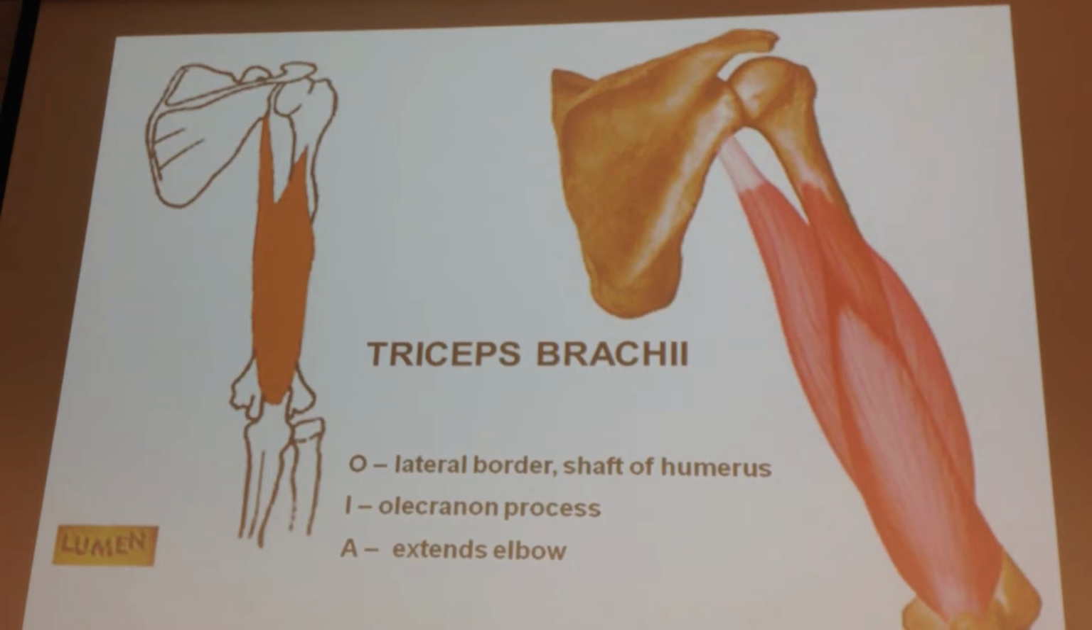The nerve is the radial nerve. Anything in the posterior arm or forearm is going to be radial nerve. Function: anything in the posterior arm and forearm is going to be extension. Here we have 3 heads. One head crosses the shoulder joint, the long head. That's the only part of the posterior arm that does extension at the shoulder.